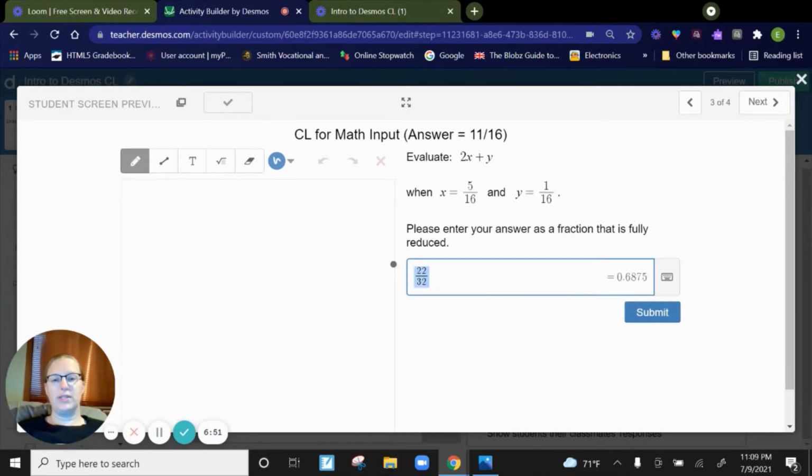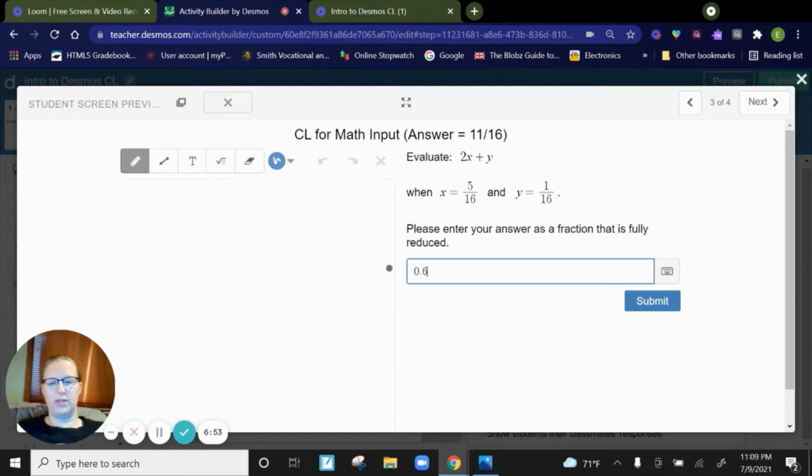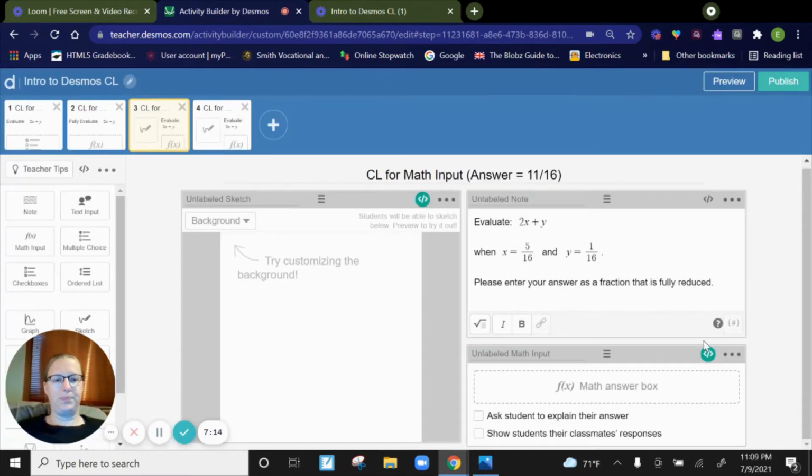Also 0.6875. That's great, it's equivalent, but that's not a fully reduced fraction. That is a decimal and it is marking it as correct. So if your directions are very specific and you want it to stay very specific, then you need to add a little bit more code to make sure that it corresponds in the CL.